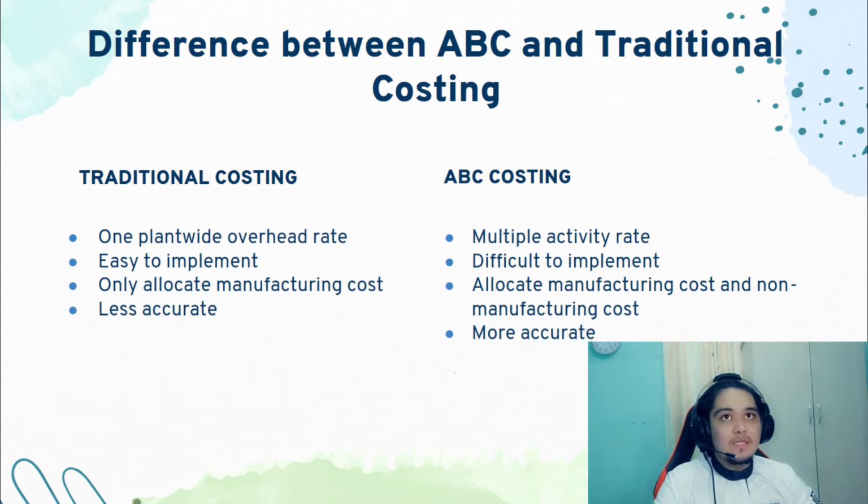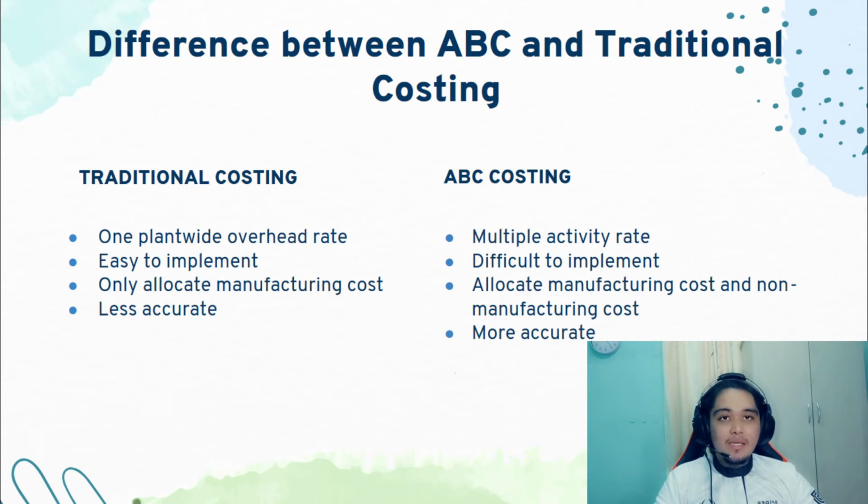Here I want to talk about the difference between ABC and traditional costing. Traditional costing first. Traditional costing has one plant-wide overhead rate, calculated using machine hours or labor hours. We just take the total overhead and divide by the machine hours or the labor hours, which gives us one overhead rate.